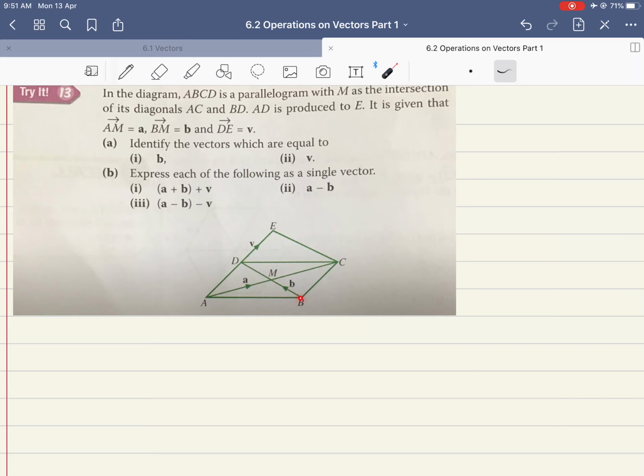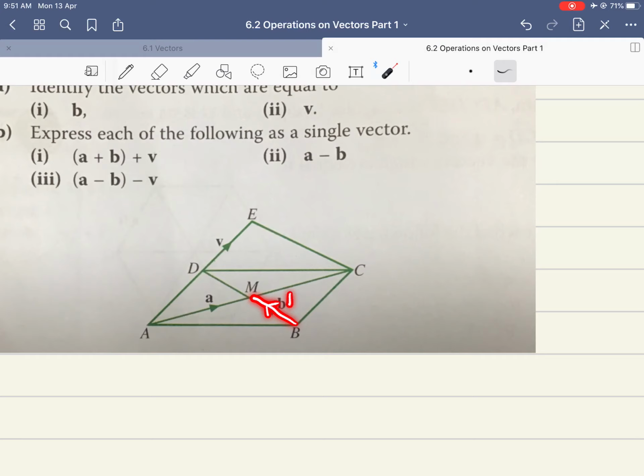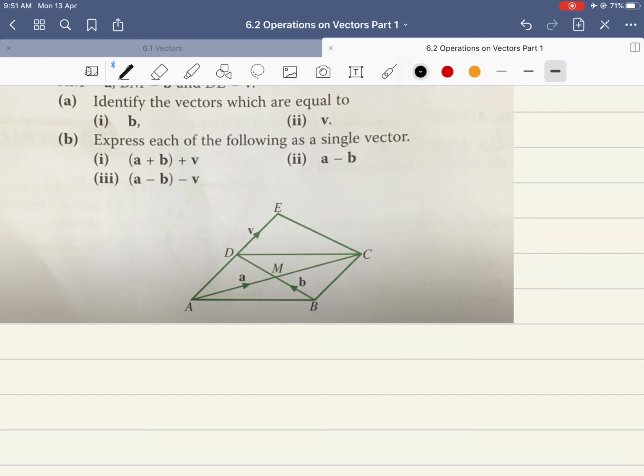BM is equal to vector B. So it's not BD, in this case it's just BM, this small portion here. So BM is equal to vector B. So which other vector is the same one? If M is the midpoint of BD, and BM is equal to vector B, therefore MD will also be equal to the vector B. So I can say for A, part 1, the equivalent vectors to vector B are BM and MD.